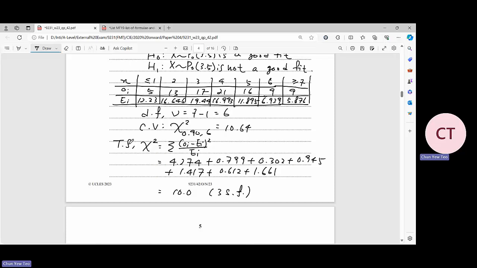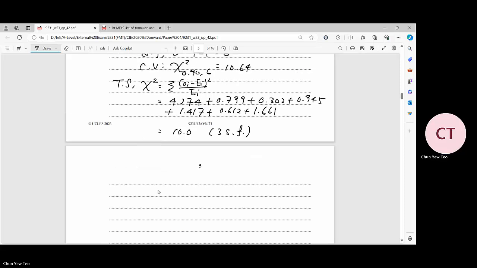Now you compare your test statistic with the critical value. Obviously the critical value is larger than the test statistic. So the test statistic is less than the critical value. That means you're supposed to accept H0.